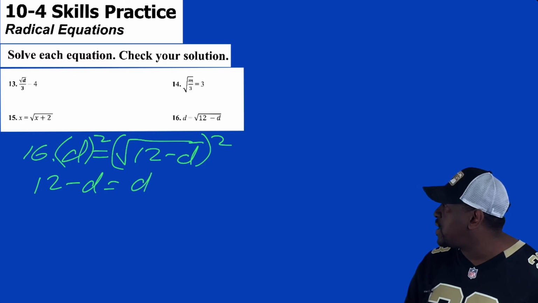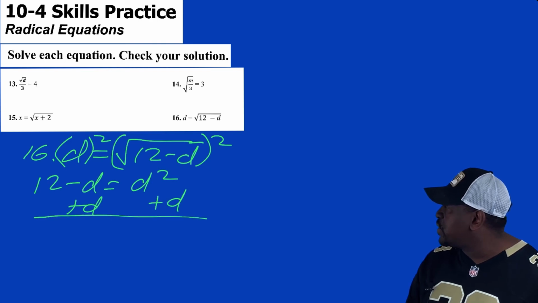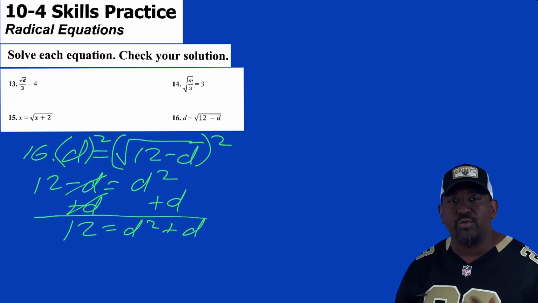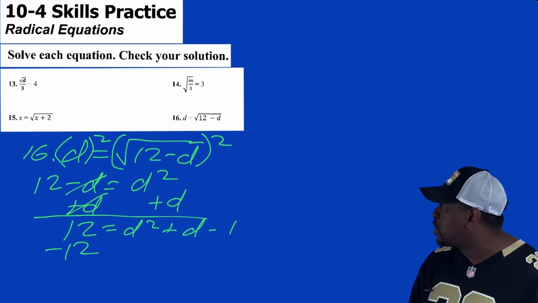The right side is going to... we moved the term over. So the NOLA Math Man flips it around. You get rid of the radical, and you have 12 minus d equals d squared. You have to add d to both sides. We have a quadratic. You want one side equal to zero, and then you want to try to factor.